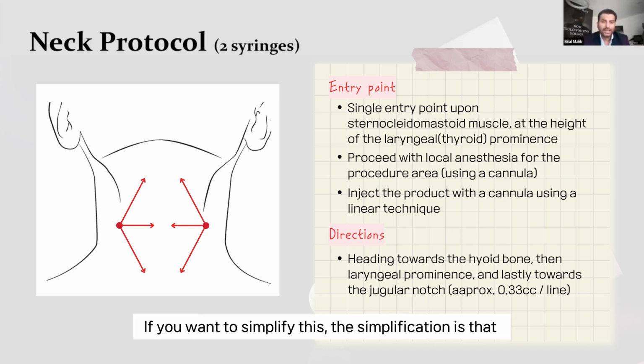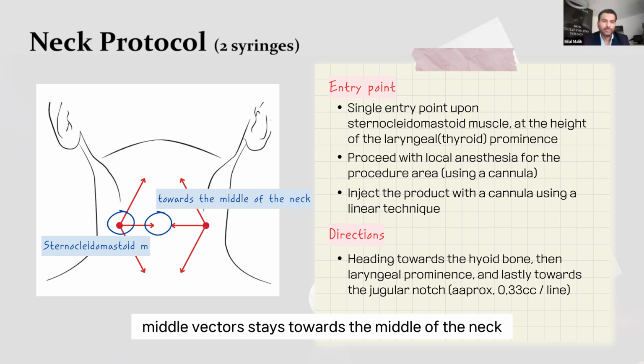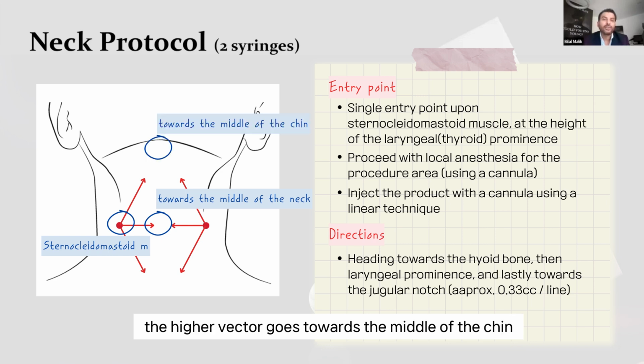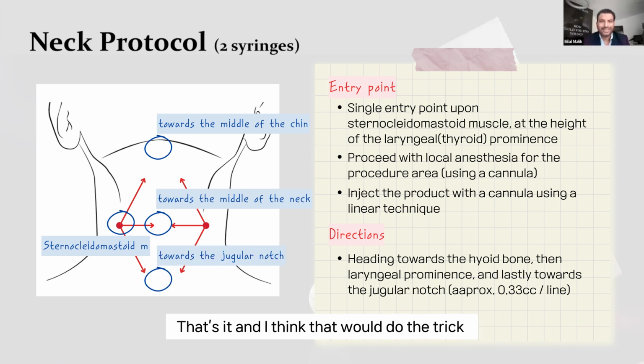If you want to simplify this, the simplification is this: just trace the sternocleidomastoid muscles on both sides, mark somewhere in the mid of the neck, and the middle vector stays towards the middle of the neck. The higher vector goes towards the mid of the chin, and the low vector goes towards the notch. That's it. And I think that would do the trick.